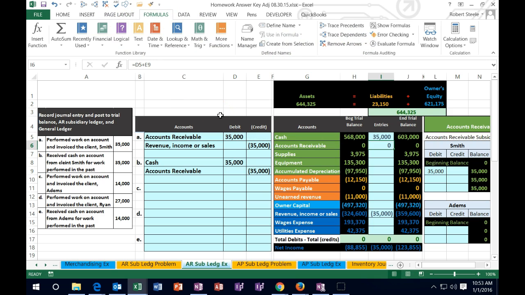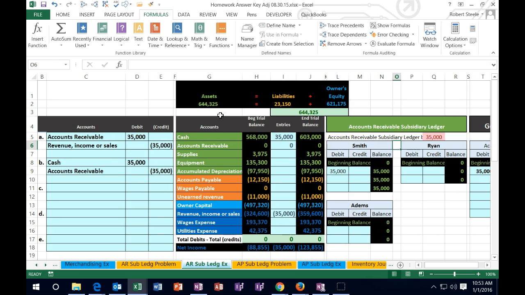All right, so we're going to also post those out to the subsidiary ledger. And so we're going to say no one owes us any money right now. Therefore, we have to reflect that in the subsidiary ledger, meaning Smith doesn't owe us any money anymore. So we're going to post that same activity in M10. So this equals the 35,000. And that means Smith no longer owes us.